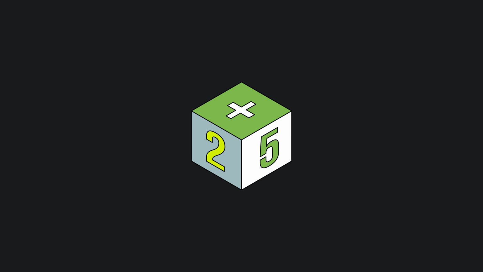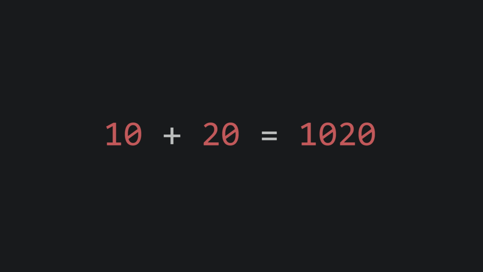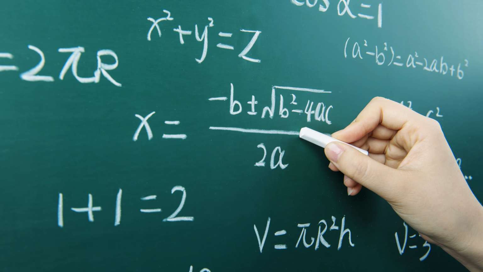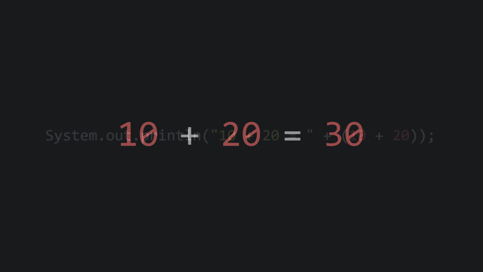If you try to add numbers, System.out.println("10 + 20 = " + 10 + 20). And the output will be 10 + 20 = 1020. Why? Because Java is treating 10 and 20 as text, not numbers. If you want real math, you need parentheses. System.out.println("10 + 20 = " + (10 + 20)). And the output will be 10 + 20 = 30.